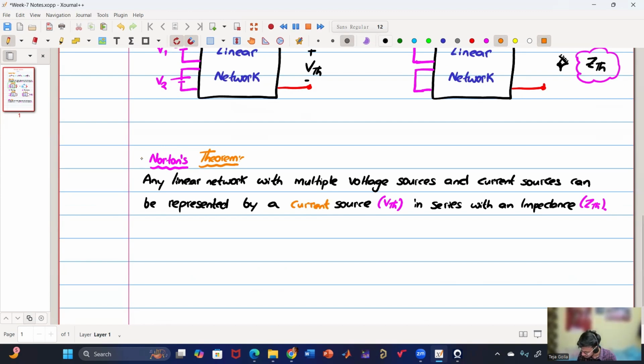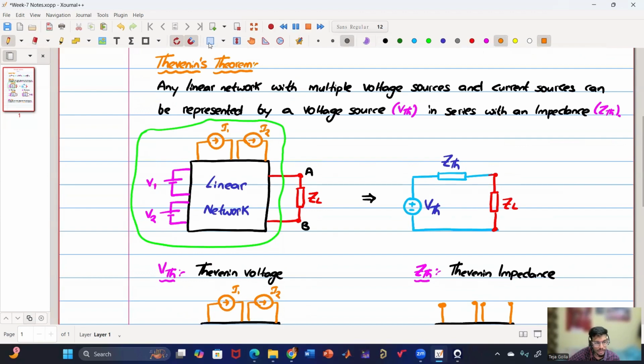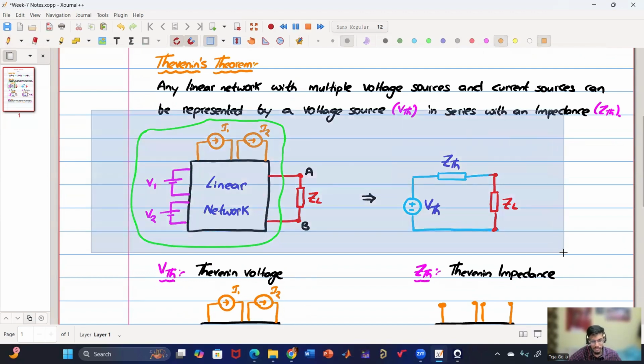Because Thevenin's was named after Thevenin, this is named after Norton. And not in series, because it is a current source, it is in parallel with the impedance. Thevenin impedance and Norton impedance are both the same because we calculate them in the same way. So only the current source in parallel with the same impedance. Now, let me just copy this diagram.